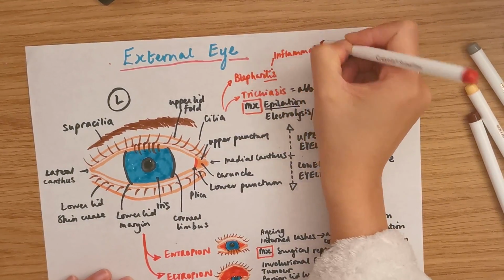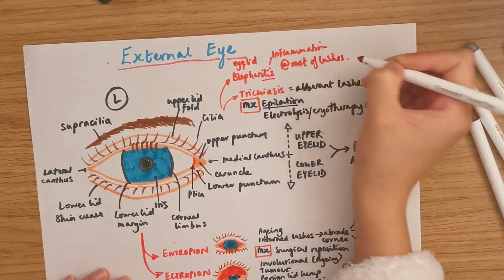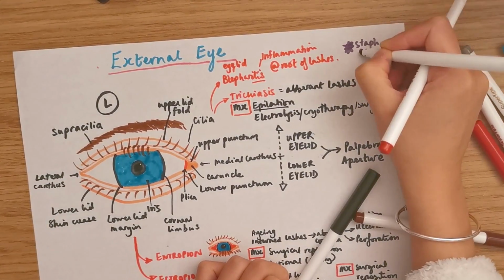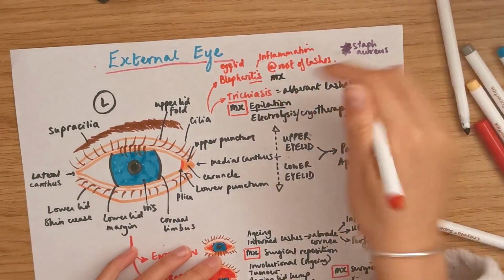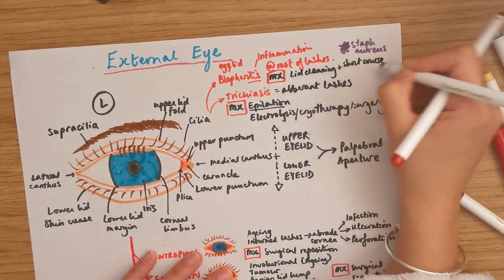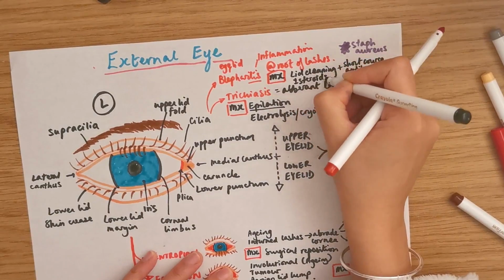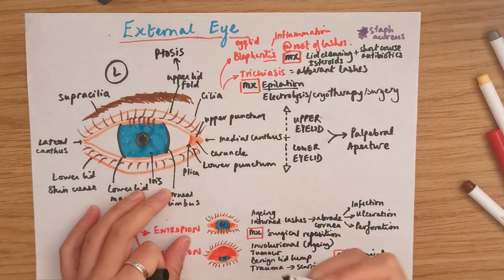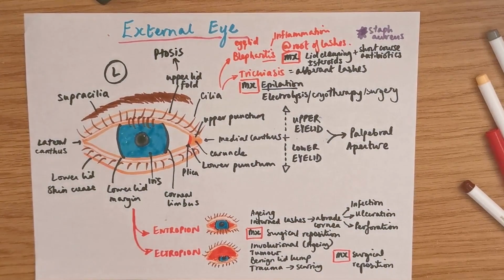Blepharitis is a very common condition. It is the inflammation at the root of lashes and is commonly associated with staph overgrowth. The management of this is lid cleaning, short course of antibiotics, and you may want some steroid drops, and you may want some ocular lubricants, which are artificial tears. Another thing we can talk about is ptosis and the differentials of ptosis, but we can leave that for another video.